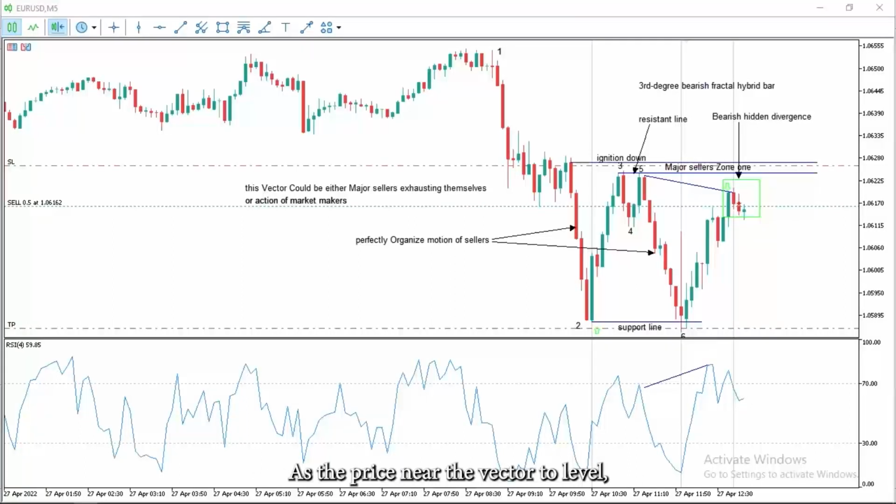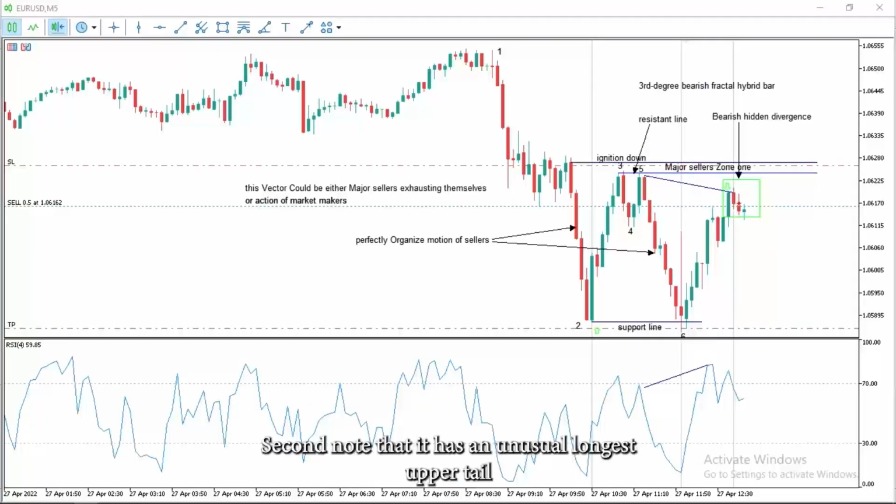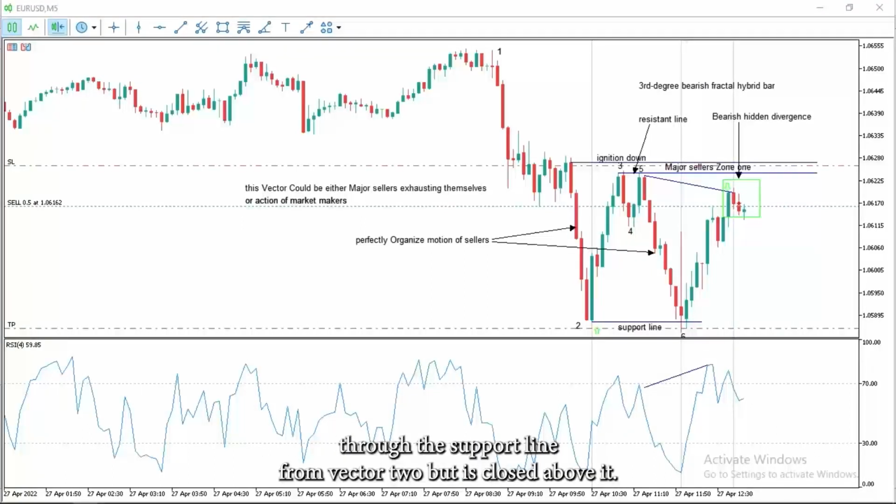As the price neared the vector 2 level, it started to generate candles with long lower tails and no upper tails. Let's note the interpretation of bearish candle 6. First, note it has the highest volatility, as you can see from the range it covers. Second, note that it has an unusually long upper tail, a small bearish body, and a lower tail that pierces through the support line from vector 2, but is closed above it.